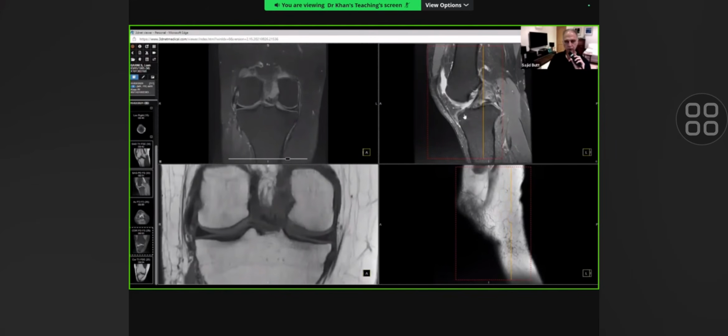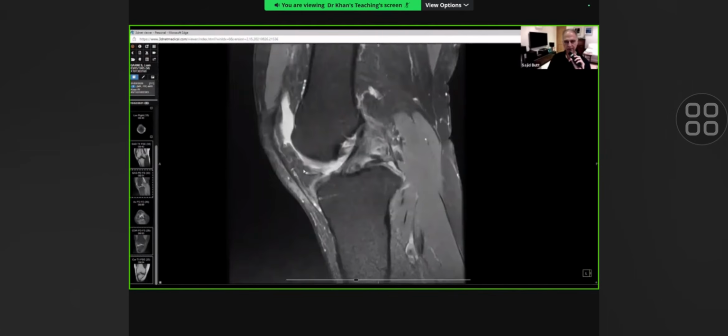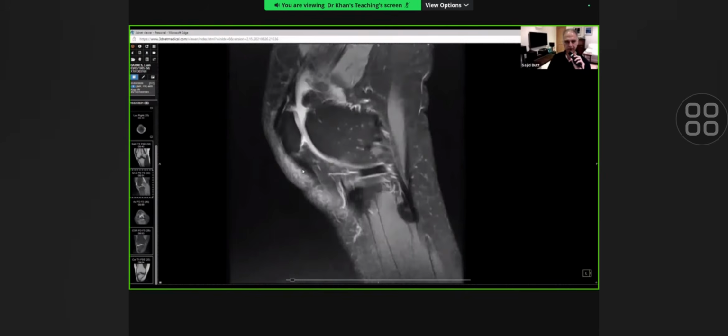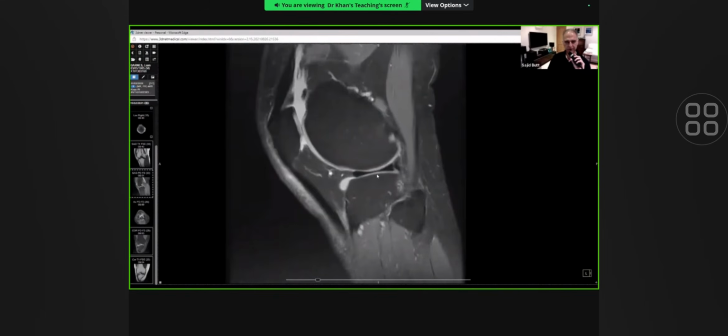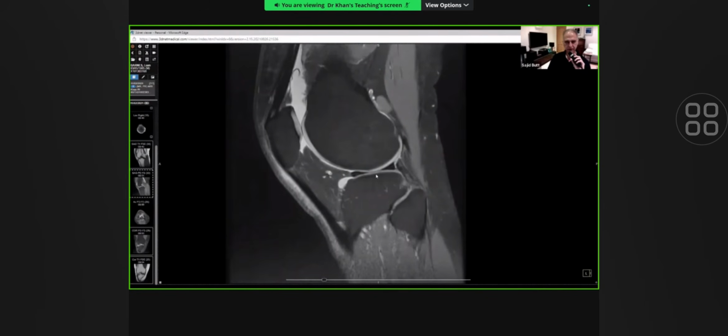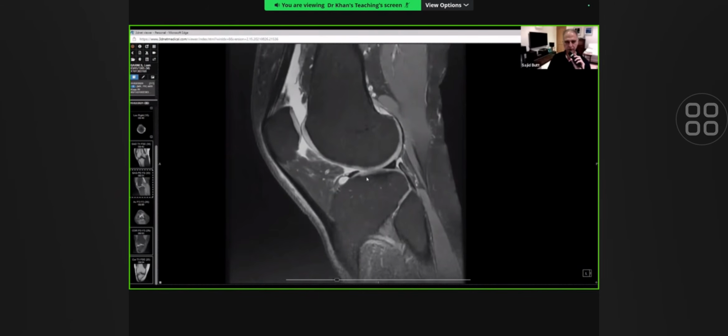We would do all the other things that we've discussed earlier. So we start from the lateral side. We've got the conjoint tendon. We've got the lateral meniscus. We've got a little bit of bone bruising at the back of the lateral tibial condyle. We've got chondromalacia of the lateral femoral condyle.